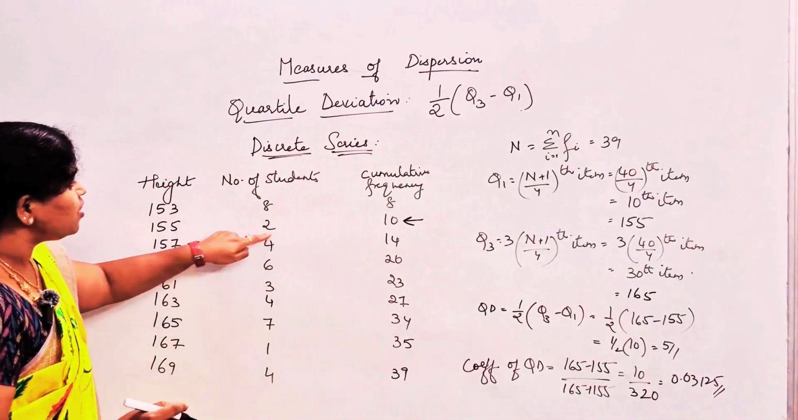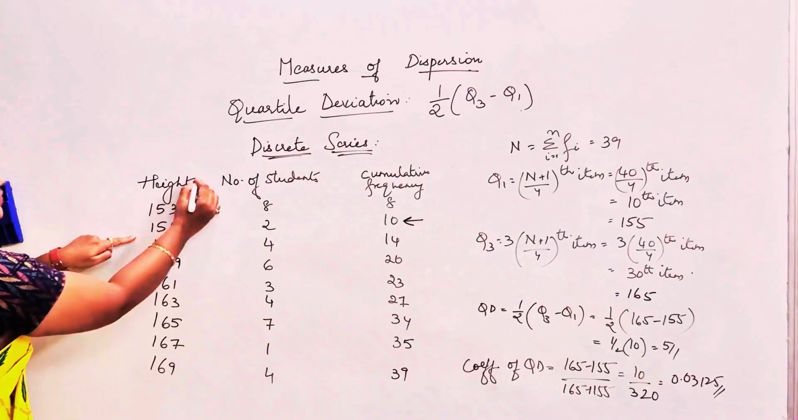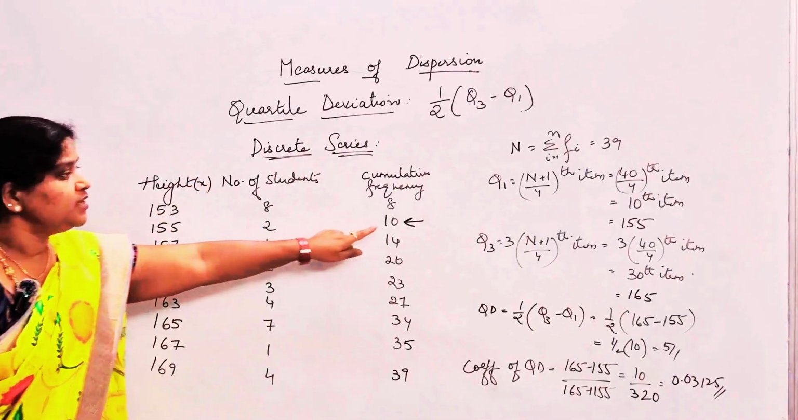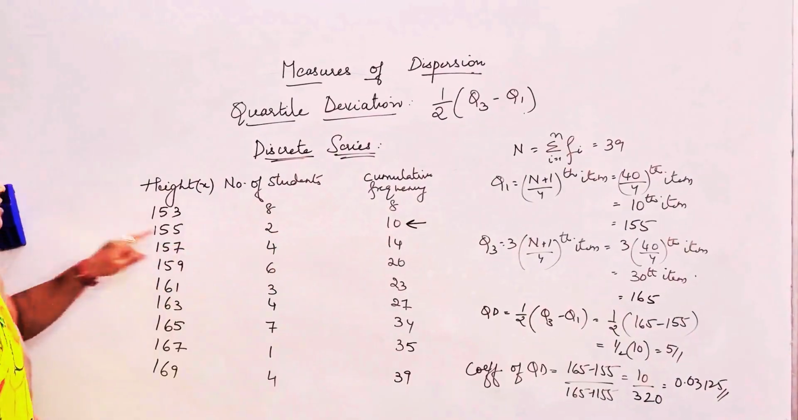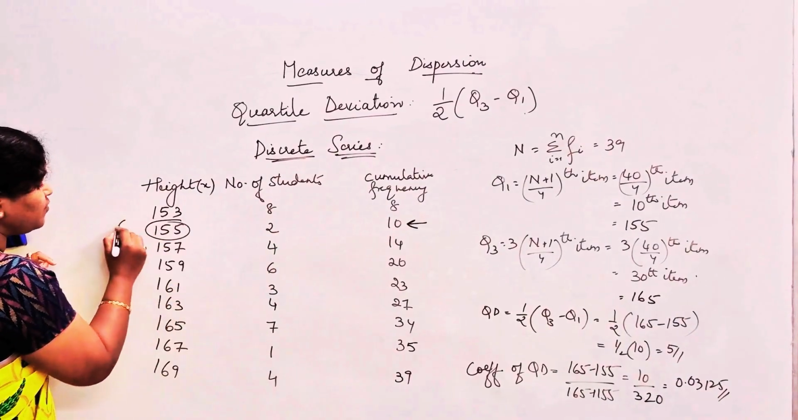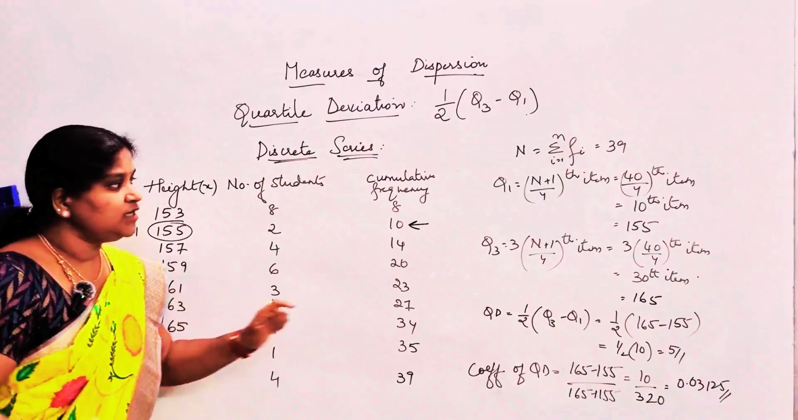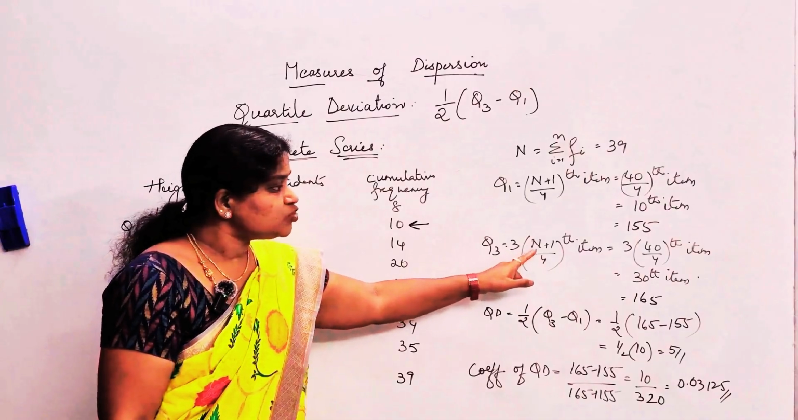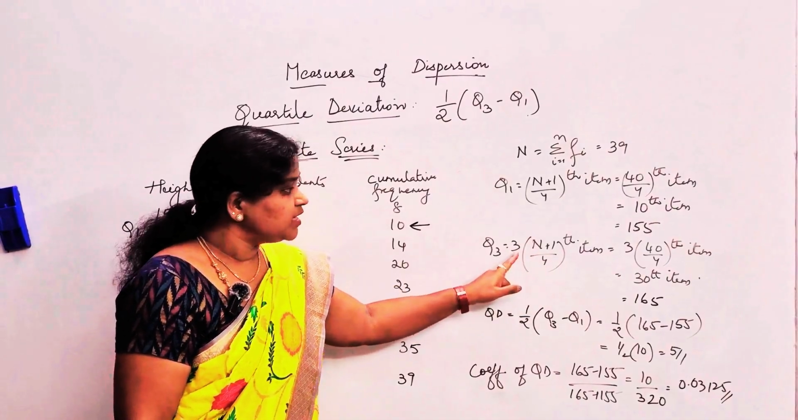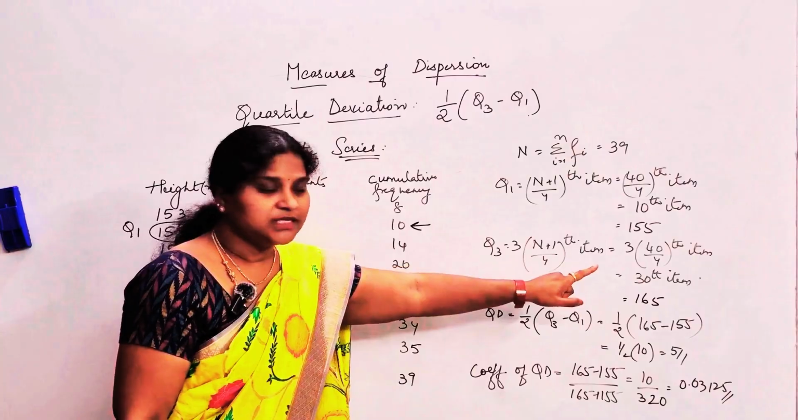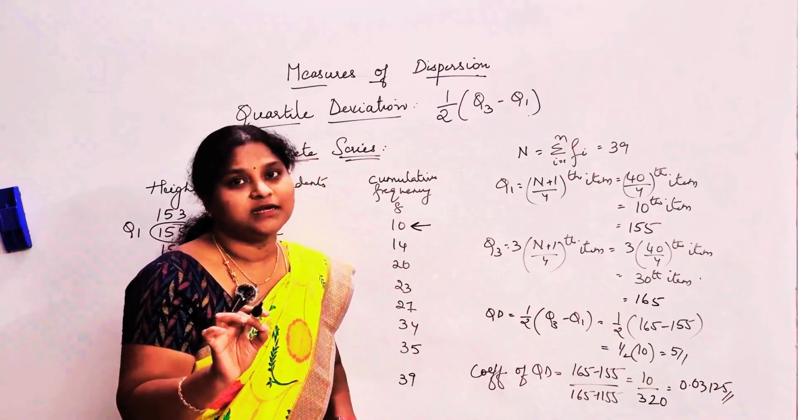So the corresponding x value is required, which is nothing but 155. 155 will be our Q1. Similarly, for Q3, we have the formula 3 into (N plus 1) by 4th item. That is 3 into 40 by 4th item, which is nothing but the 30th item.